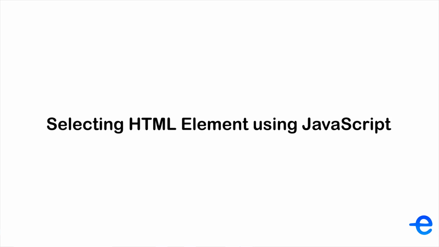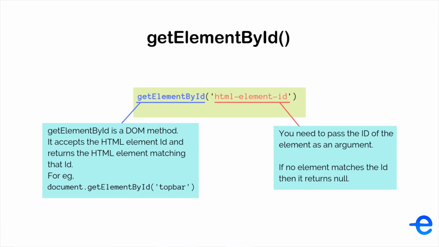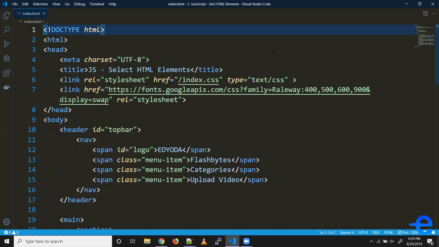In today's video, we will talk about how to select HTML elements using JavaScript. Unlike CSS, we cannot just do a hash ID name in JavaScript. Instead, JavaScript provides us with an HTML DOM method called getElementById. It accepts an ID string and returns the HTML element with ID matching that string. Let's give it a try.